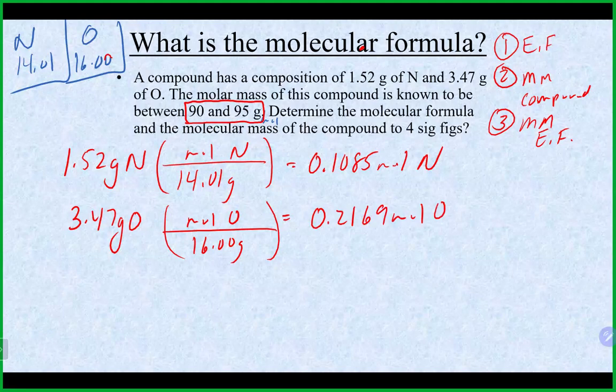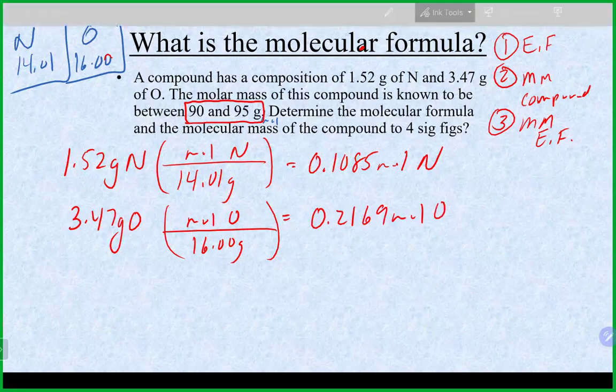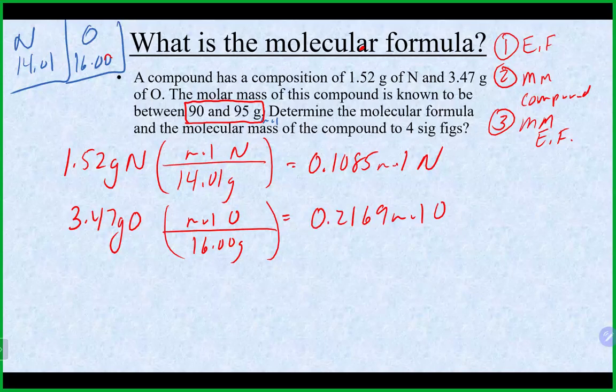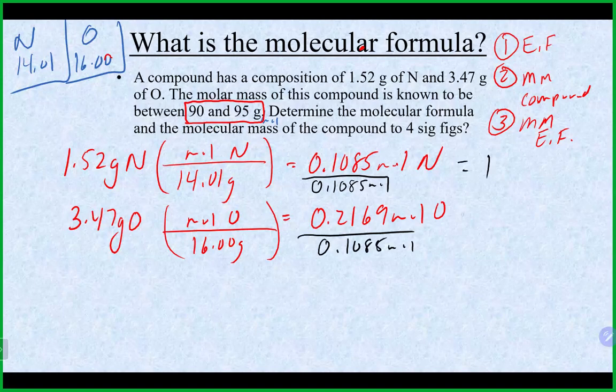And for our oxygen, 3.47 divided by 16, 0.2169 moles of oxygen. Once again, like a normal empirical formula problem, we're going to divide by the smallest, which looks like nitrogen in this case. So we're going to divide everybody by the moles of nitrogen, which is the smallest. That will give us 1 for nitrogen. And in the case of oxygen, that'll give us 1.999, which is super close to a 2 and close enough to round. That would give us an empirical formula of NO2.